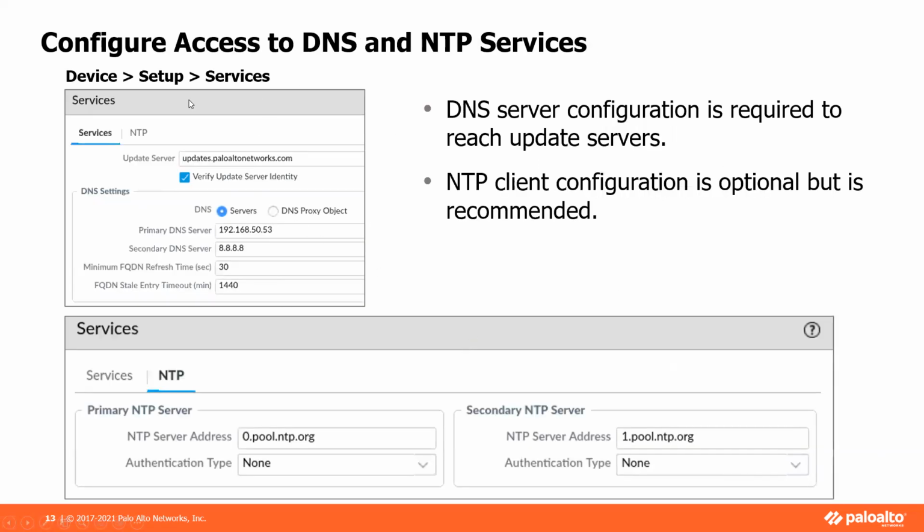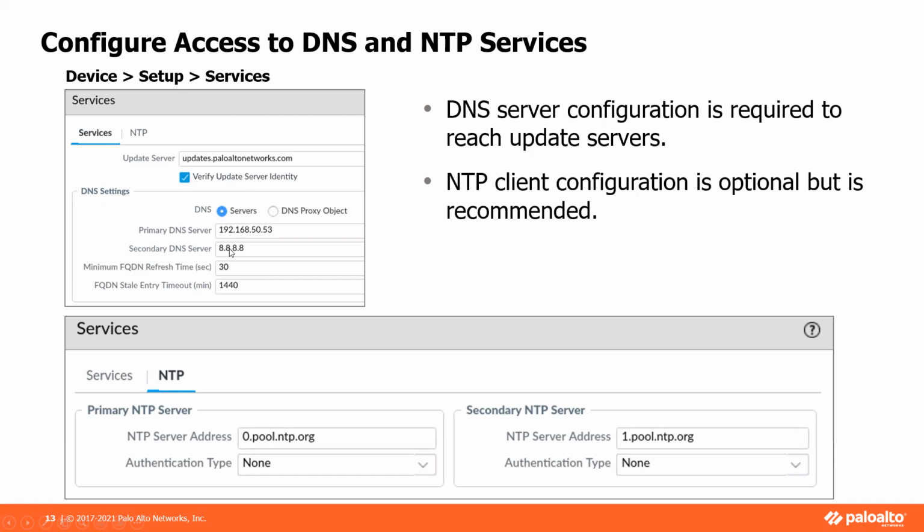Other important services to set up when you first get the firewall, you will want to make sure you set up your DNS services primarily because that's how you get updates. So you would go out here to the device, setup, and then services. Inside this tab on the DNS servers down below, you want to set up your primary DNS servers.